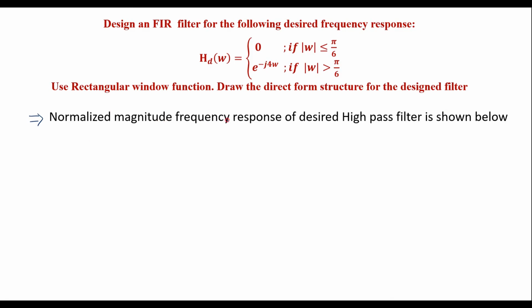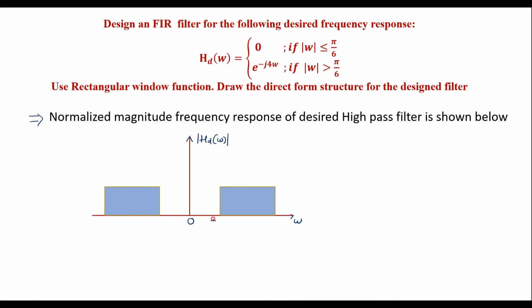The normalized magnitude frequency response of the desired high pass filter is shown below. So this is the magnitude frequency response of the desired high pass filter. So here HD of omega, that is magnitude, as we have seen here, HD of omega value is 0 if omega is less than pi by 6. Let this be 0. This is the omega axis. Let this be plus pi by 6 and this is pi.